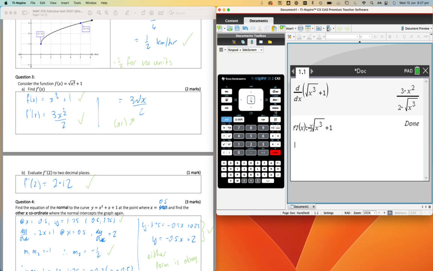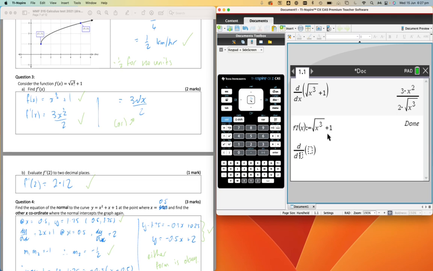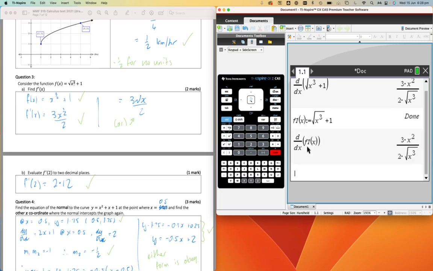And now when I use menu, calculus, derivative, I can put in my x here, and then I can just type in f1 of x, like so. And you can see it's giving me the same answer as you would expect. And then if you needed to graph the function or anything like that, you've got the function defined already. And don't forget they are stored under where it says var, and you can see there's f1 of x there.